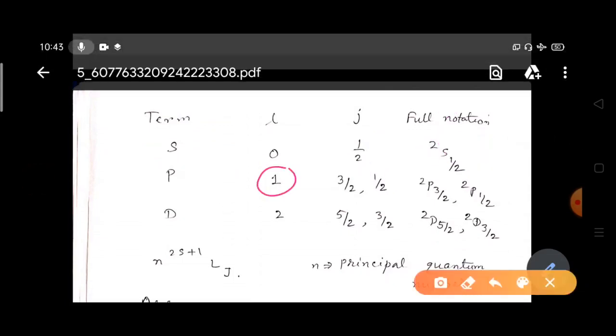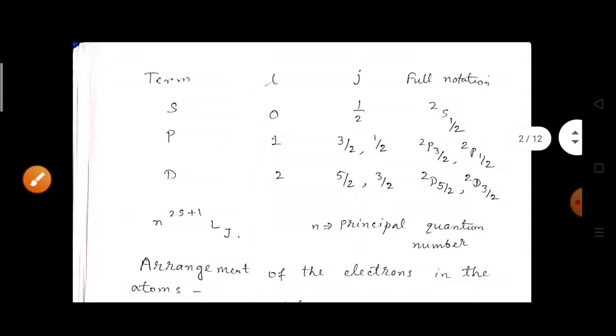For L equals 1, the term is P, and we can have two J values, 1 plus half and 1 minus half. For 1 plus half it is 3 by 2, for 1 minus half it is half. So we get two different spectroscopic notations. 2S plus 1 will be 2, and for L equals 1 we get P, and J is 3 by 2 and half. So 2P 3 by 2, 2P half.